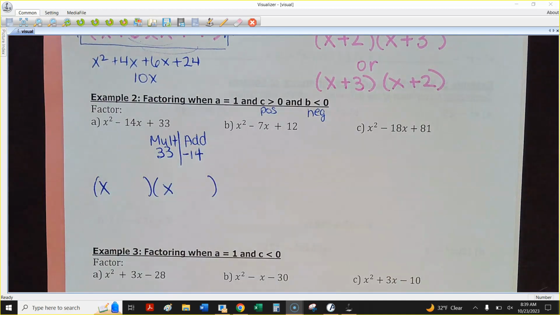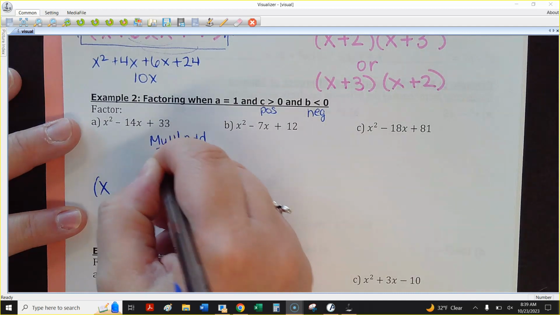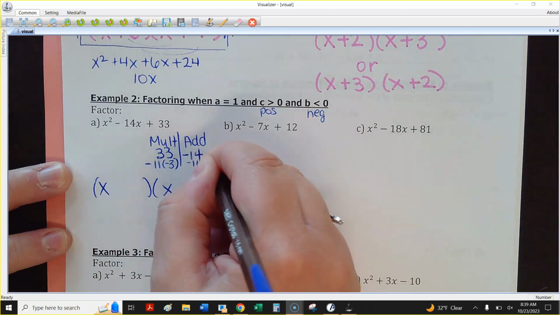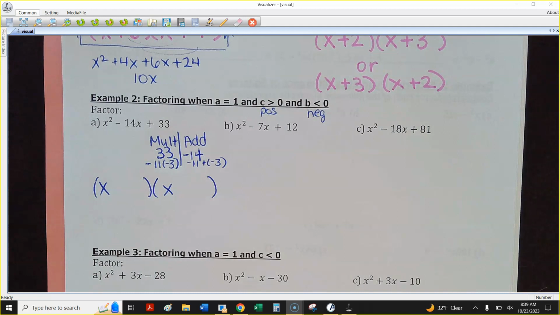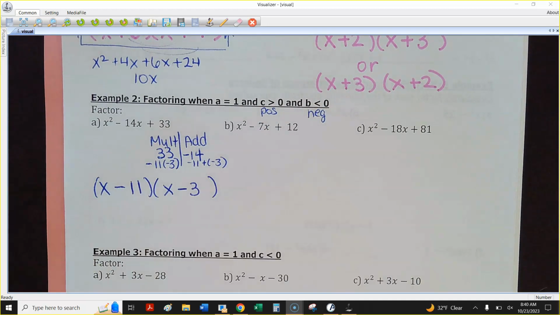Can you guys think of two numbers? When you multiplied them together, they'd give you positive 33, but if you added them, you'd get negative 14. What do you think? Yes. Okay. And you don't have to write this, but negative 11 times negative 3, that's going to give you positive 33. Negative 11 plus negative 3 gives you a negative 14. So when you write the factors, if you use a negative, you just do a minus. So one of these would be x minus 11. The other would be x minus 3.